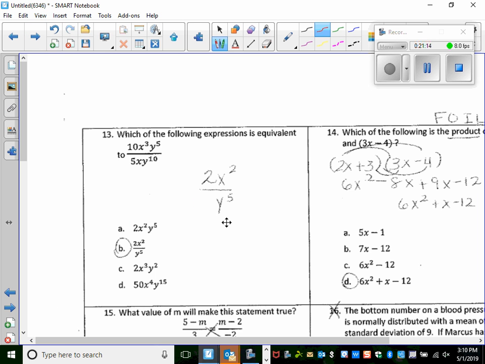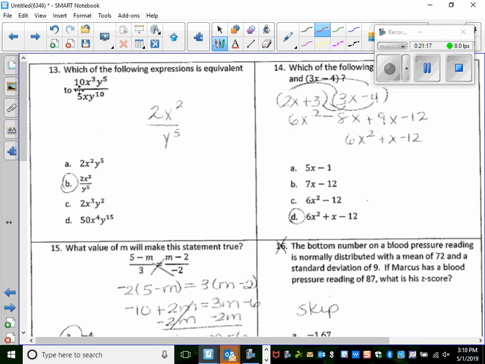Okay, here is exponent rules, right? So this would be the very first thing I would do is the big numbers. I would say, oh, I know 10 divided by 5 is what? 2. That's going to eliminate this one at least. I know it's not 50, right? Then I'll start using my division rule, which says to subtract. So what is 3 minus 1? 2. And then what is 5 minus 10? Negative 5. So it goes in the denominator. So it'll be positive 5.